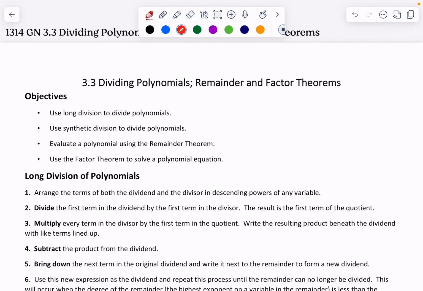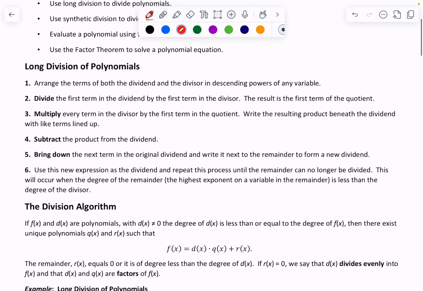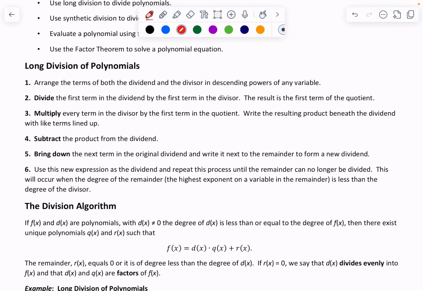Hello, so this is lesson 3.3, and we are going to be dividing polynomials and talking about remainder and factor theorems. Again, please feel free to pause the video, or if you've got any questions, let me know. So we're going to start with long division of polynomials.